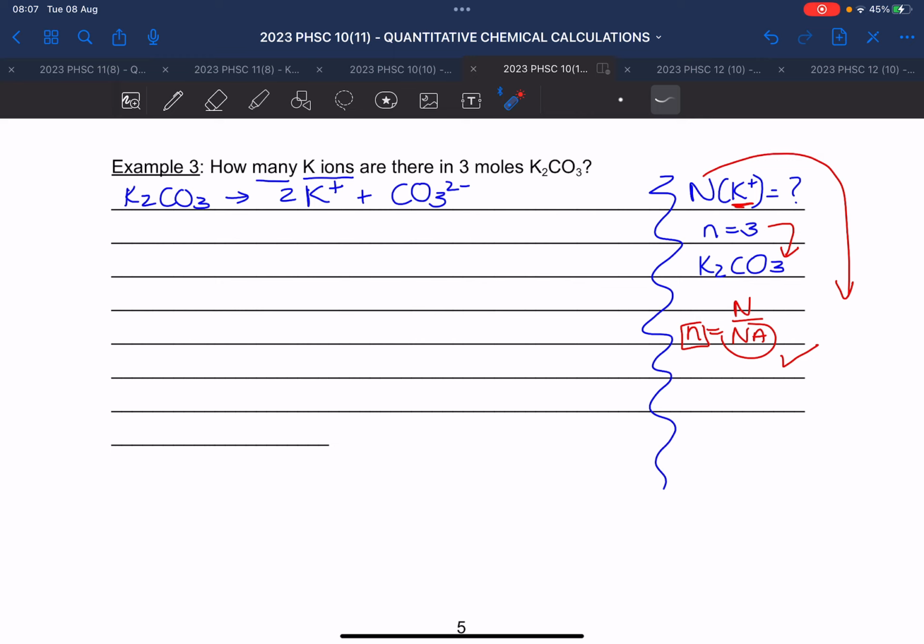Okay, so you can see I split it up into its positive ions and negative ions. So you have 2 potassium ions and 1 carbonate ion. Okay, so the mole ratio is 1 molecule gives you 2 potassium ions and 1 carbonate ion. So if this mole here is 3 moles, then what is the mole of potassium ions?